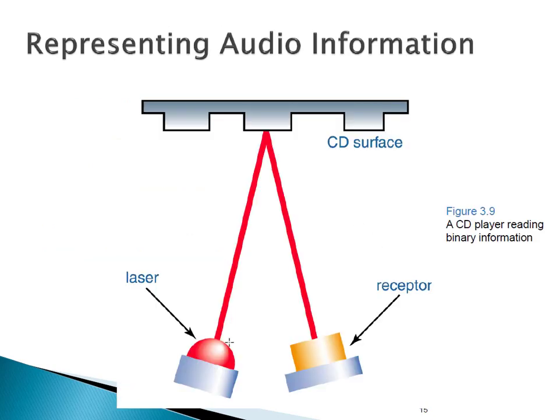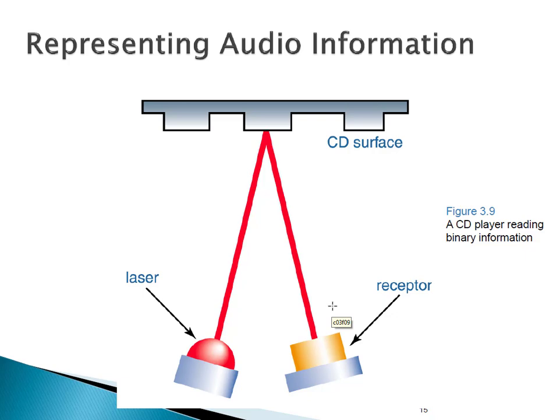So let's look at this visually. Here's your laser, here's the receptor. It shoots a beam of light. It's smooth here, so it reflects with the same intensity back. But if there's a pit, then the receptor will notice that a lower intensity of the laser is being received based on what was given, and so it'll therefore be able to recognize the pit.